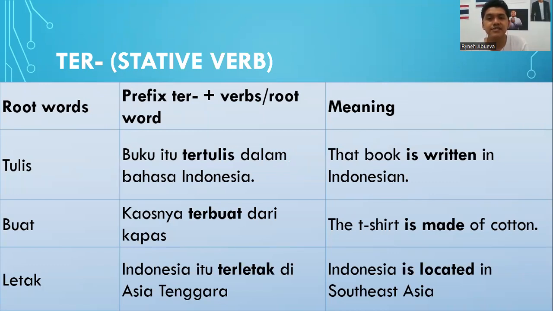It becomes a stative verb. For example, tulis. We're going to add prefix ter, it becomes tertulis. Buku itu tertulis dalam bahasa Indonesia, meaning that book is written in Indonesian. In addition, with the word tertulis, we're going to translate it in English. It becomes a passive, an active verb, or stative verb. And also the action of the verb is already done.